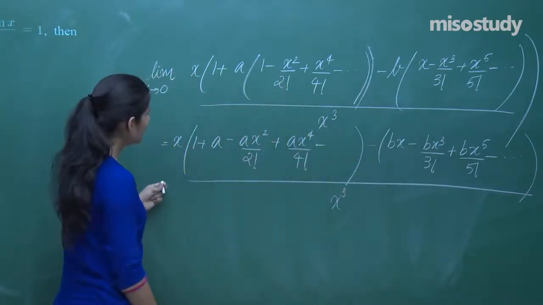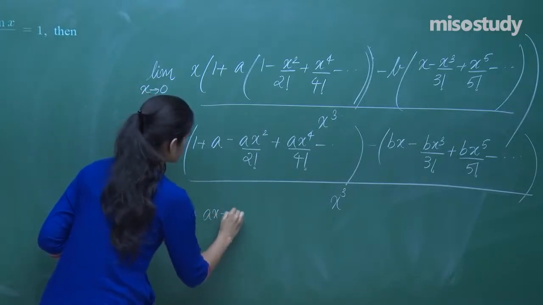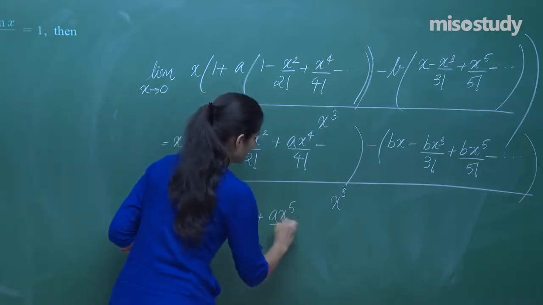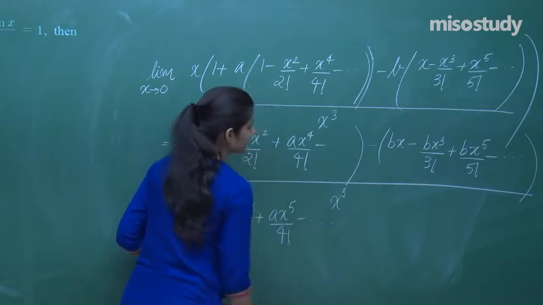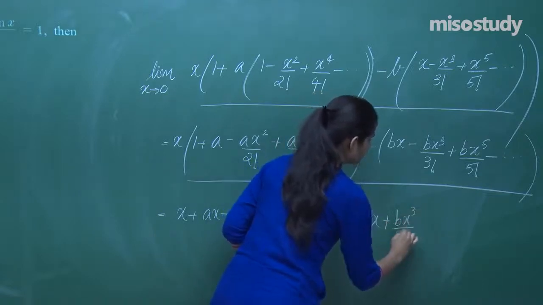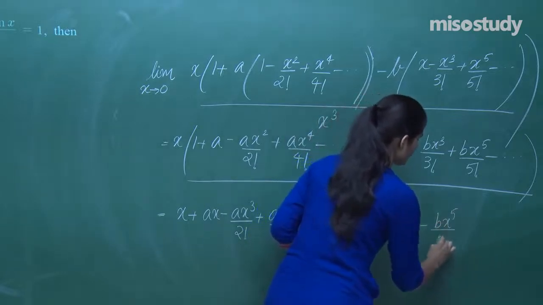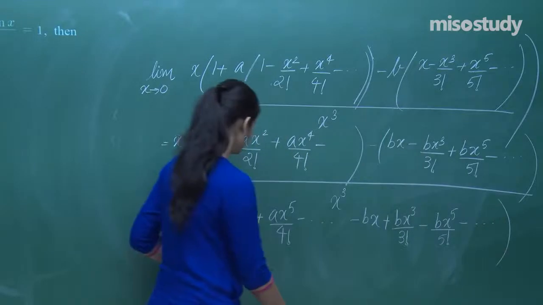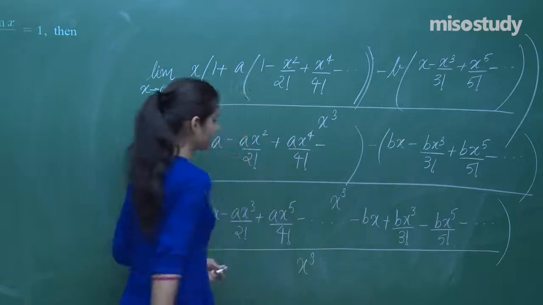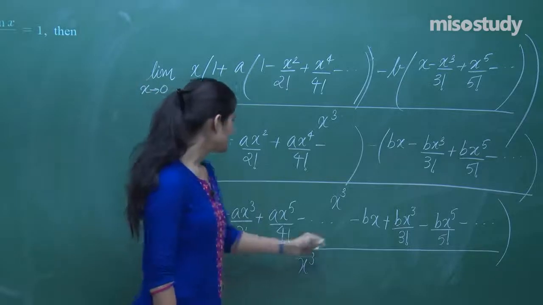Now if you see, let's open this up completely, this is x plus ax minus ax cube by 2 factorial plus ax to the power 5 by 4 factorial minus and so on, minus bx plus bx cube by 3 factorial minus bx to the power 5 by 5 factorial and so on, whole upon x cube. So now you have, this is x, this is ax and this is minus bx.